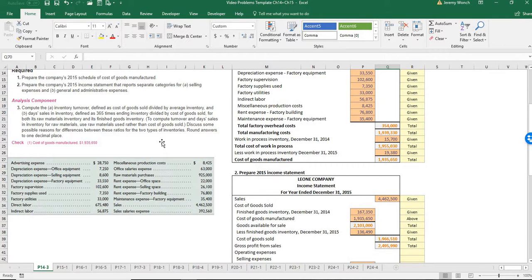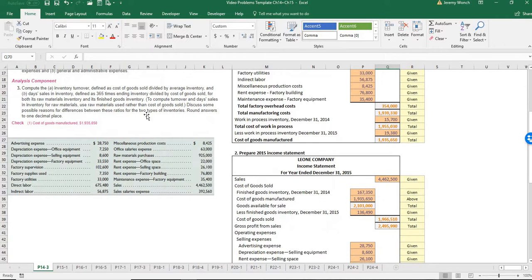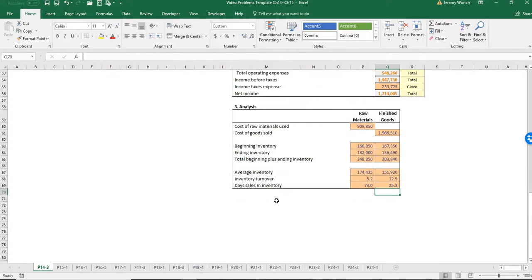Okay, so it says discuss some possible reasons for these ratios. So this is kind of what we've been doing, just talking about what these numbers mean, whether they're good or they're bad.